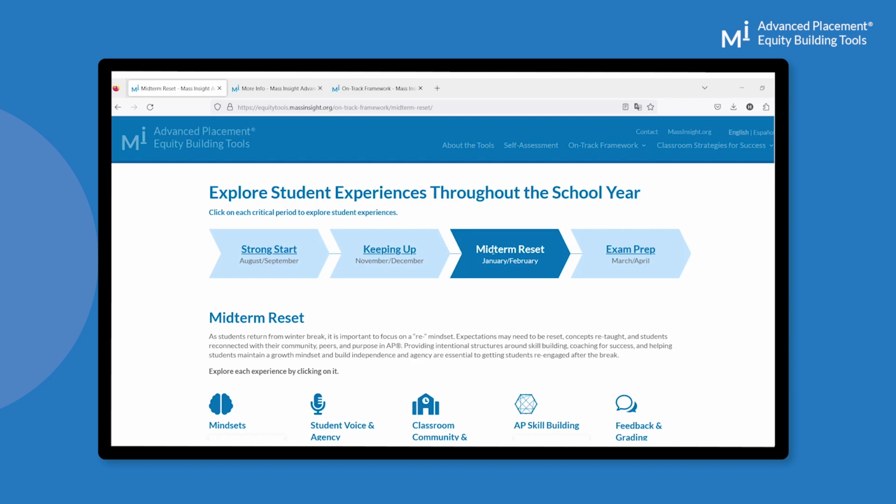The midterm reset begins after students return from their holiday break. Here, we identified that it is fundamental to reset, to reteach concepts where they may not be as strong, to reconnect students with their community and their peers, and to reconnect with the purpose of being in an AP class.